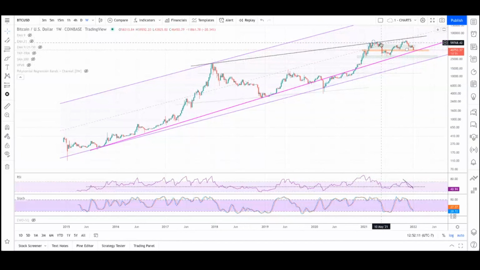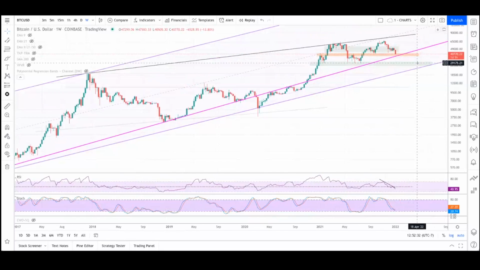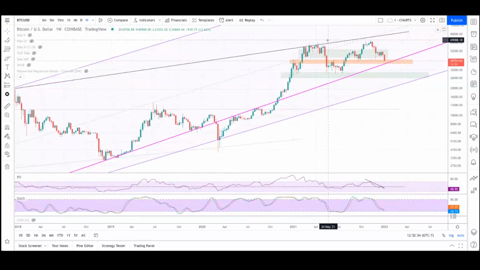Resistance, resistance, resistance, fell down, almost tagged support, back up, almost into resistance, which, as you can see by my lovely RSI here, makes sense, right? We didn't make it above that resistance line while we did make a higher high on the chart. We did not reach out and hit that resistance.